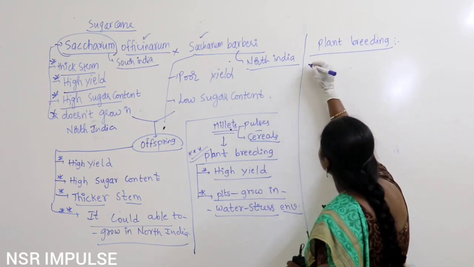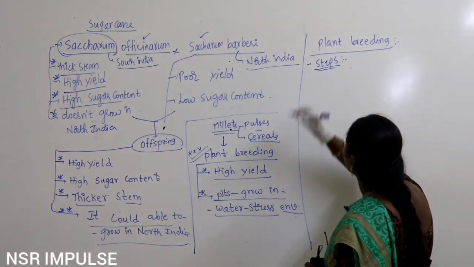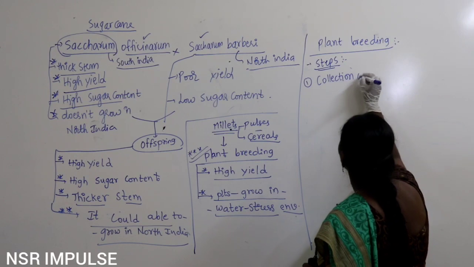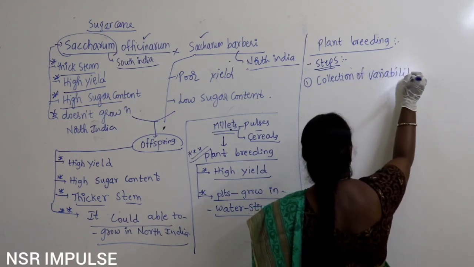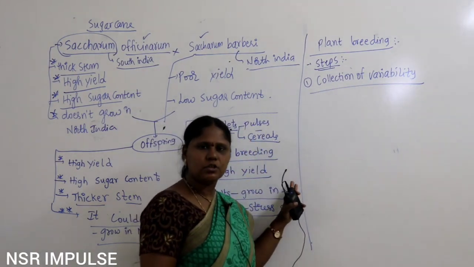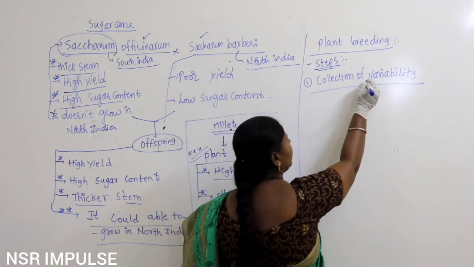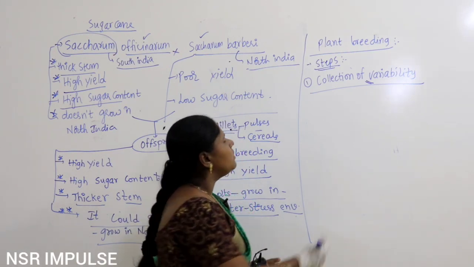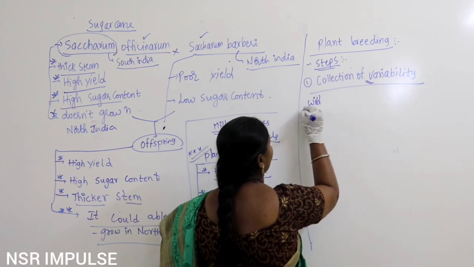In this, various steps are there. Steps or the mechanism we are going to study. The first one is called collection of variability. So, we have the very first step, called collection of variability. So, what exactly is meant by variability? Variability means variations. So, initially we collect wildlife. So, we can take wild plants.